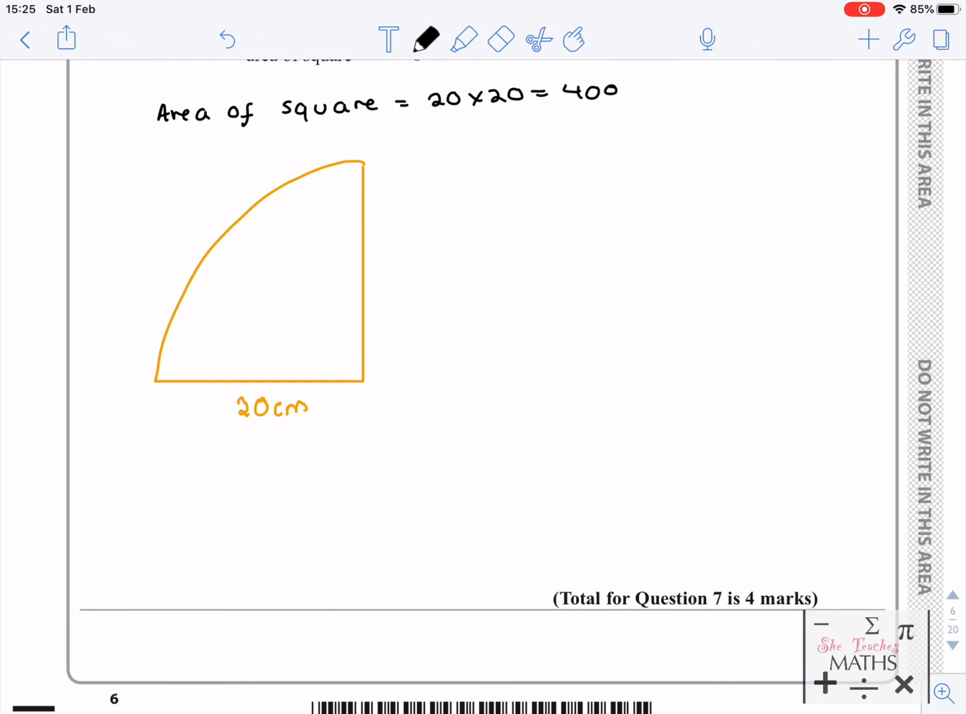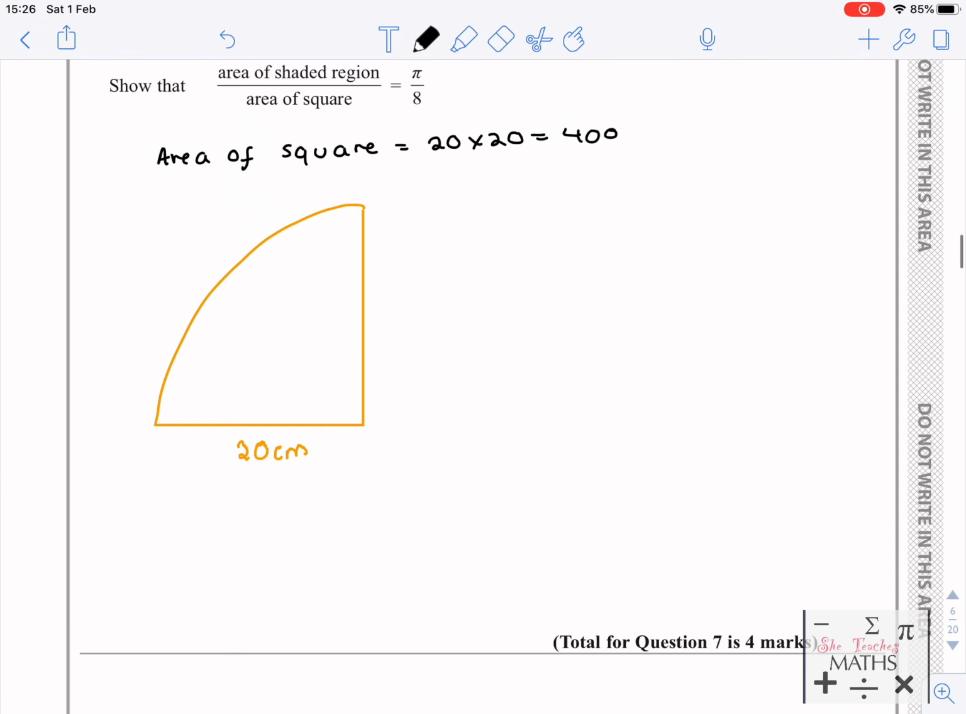Okay, so using the formula for the area of a circle, which is pi r squared, you've just got to write pi of 20 squared, and we know that 20 squared is 400, so it's 400 pi.